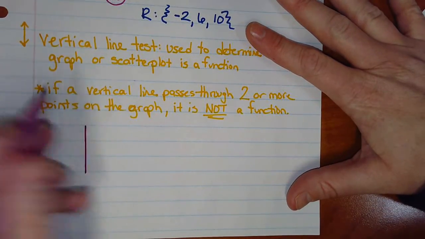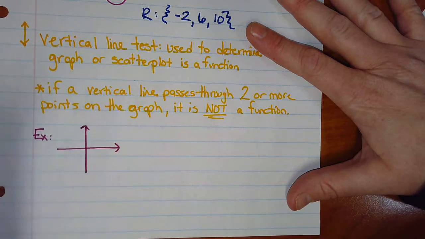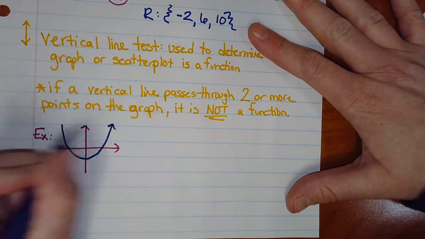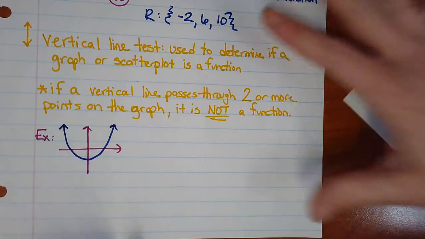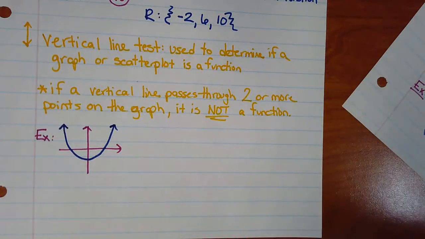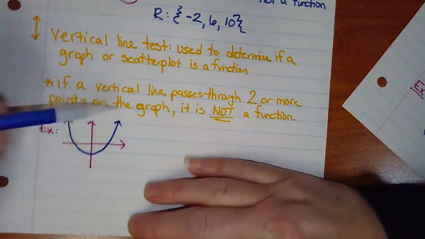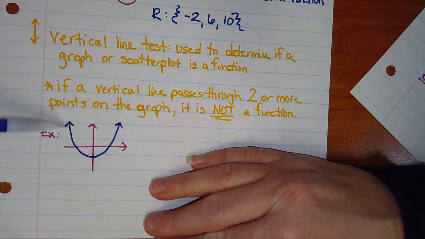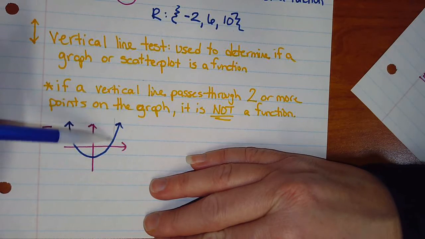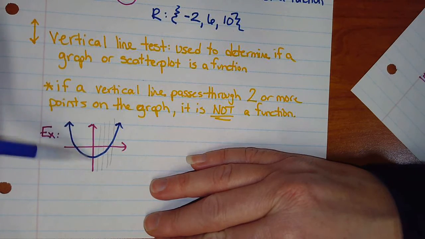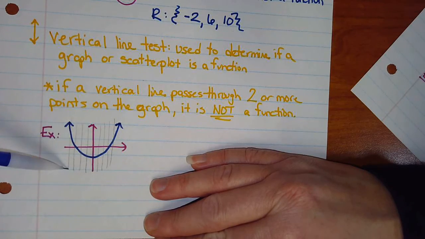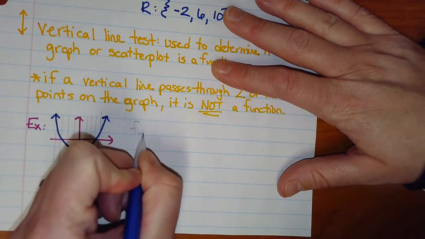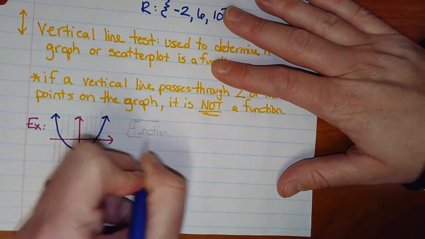So here's an example for you. Here's my coordinate plane. And let's say that I have this parabola. If you were to take Algebra 2, you'd learn about them in a couple of years. So we're going to take a look at vertical lines. Vertical lines go straight up and down. And if I ever pass through two or more spots on my graph, then it's not a function. So I draw vertical lines. I'm always passing through just one spot on my blue graph, and I never pass through more than once. I pass through the arrow there, but that doesn't count. So this would be a function because I only pass through one spot.